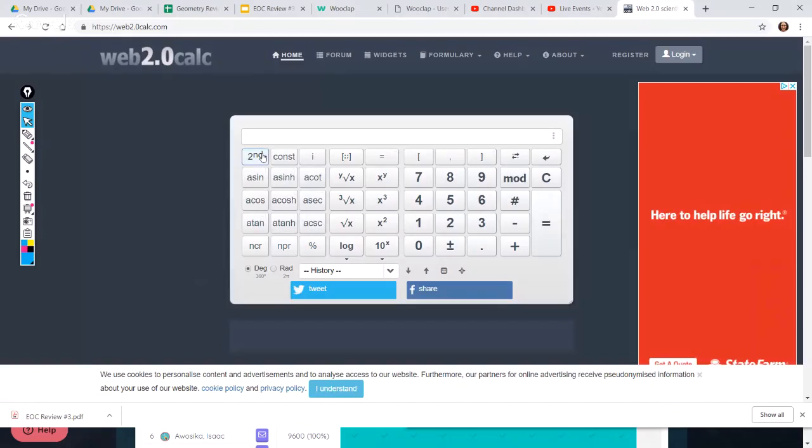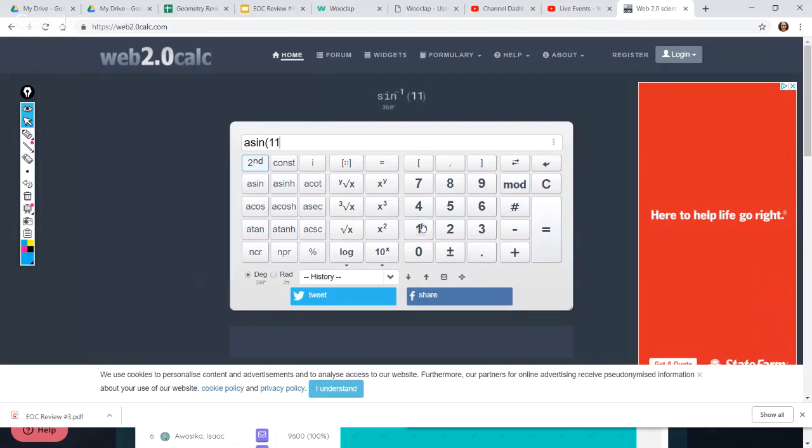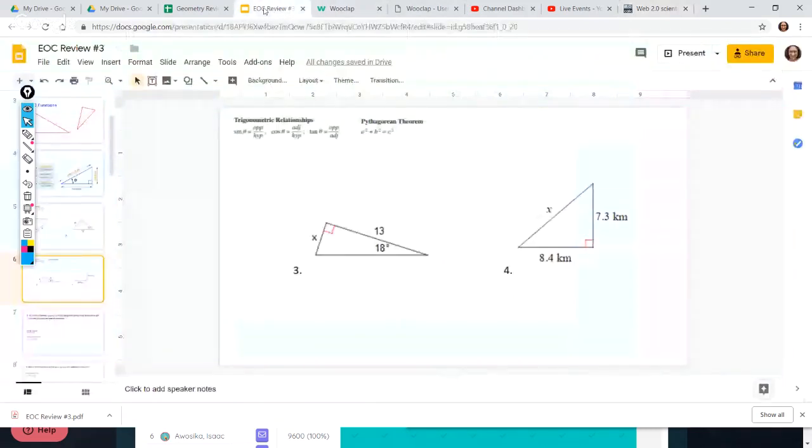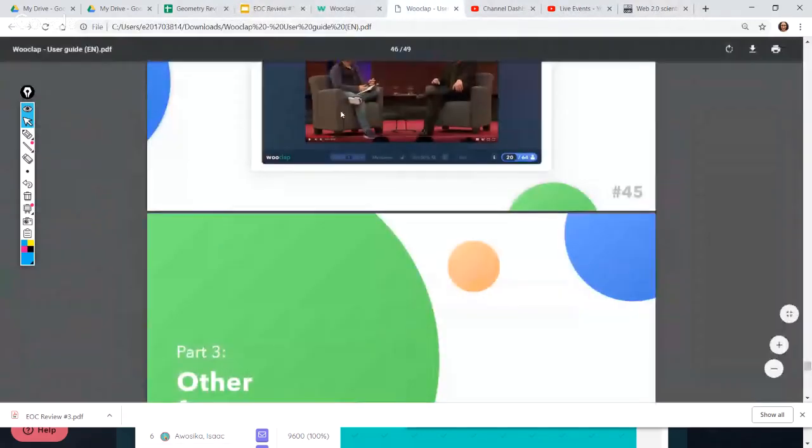So I'm going to hit the second button. Then I'm going to have to hit sine inverse. And then I'm going to type in my 11, what was it, divided by 17? And then I close the parentheses, and you should get 40.32. Is that what y'all got? Excellent. Yes, that's why. Because we don't know what our theta is, we have to go with it that way.